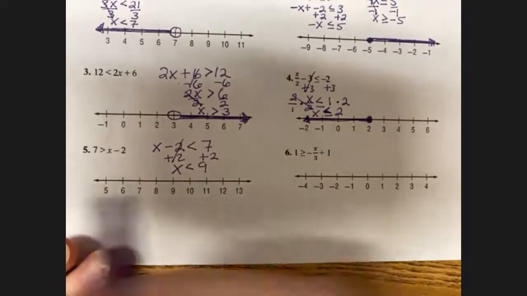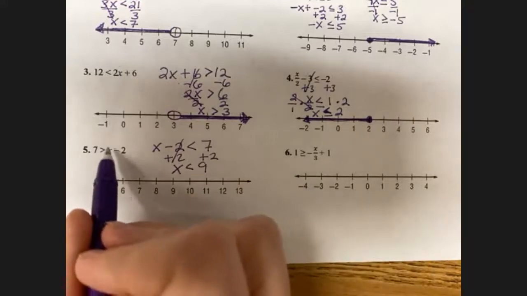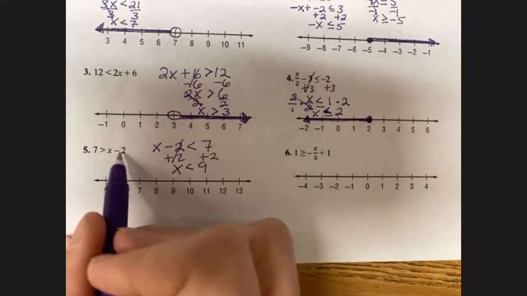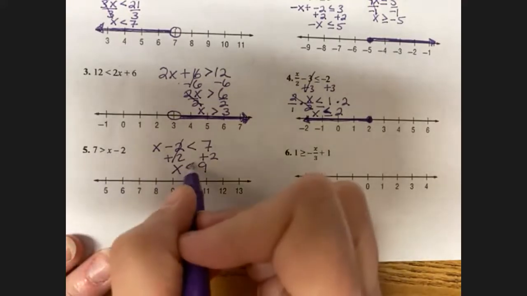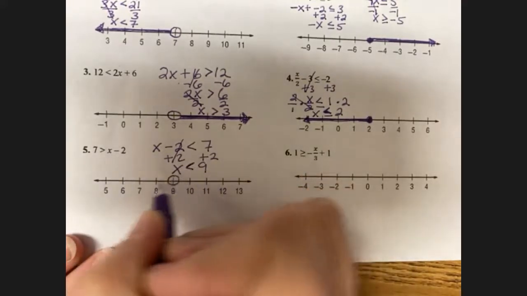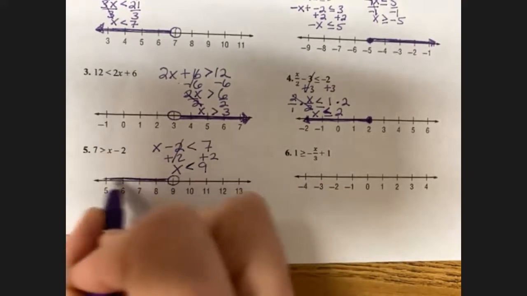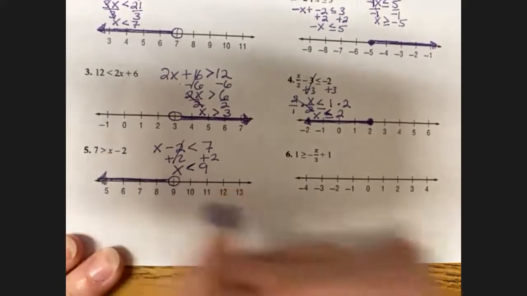I'll pick something less than 9. 0 again. 0 minus 2 is -2, and 7 would be bigger than -2, so that works. So x is anything less than 9. I'm going to do an open circle and travel to the left. Less than 9.